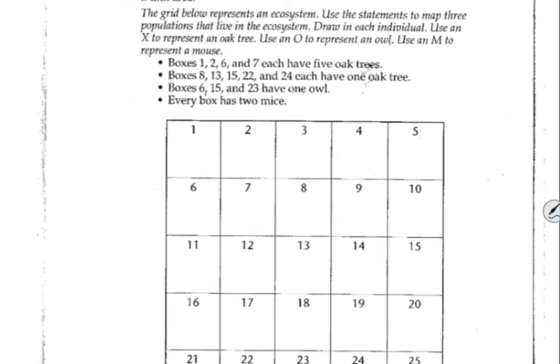So you're going to do your oak trees with an X. Your owl is going to be an O, and your mice are going to be M. All right, and I'm going to use different colors so you can see it better. And you just need to follow your directions to fill in your grid, and then we'll talk about it. So 1, 2, 6, and 7 have 5. So just go in and make your 5 X's and go from there. Just follow your directions on those 4 bullets to fill in your sheet.